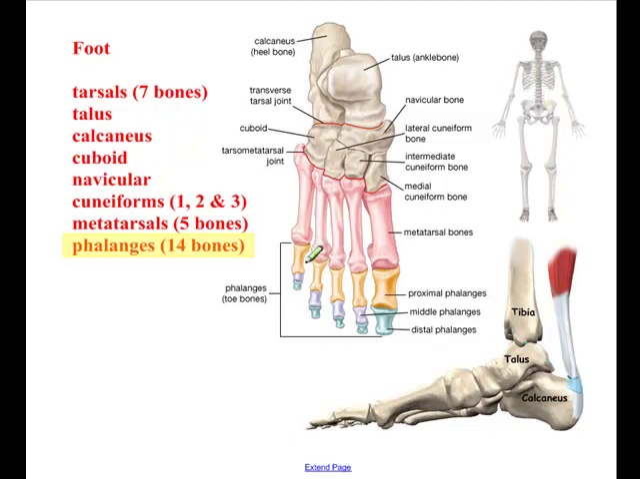And again, like in the hand, the foot has 14 phalanges, 5 proximal, 5 distal, each digit having a proximal and distal phalange. And then again, because the toes, as in the case of the fingers, have 3 phalanges, there is also a middle phalange in those 4 digits, the big toe having only 2 phalanges, distal and proximal.